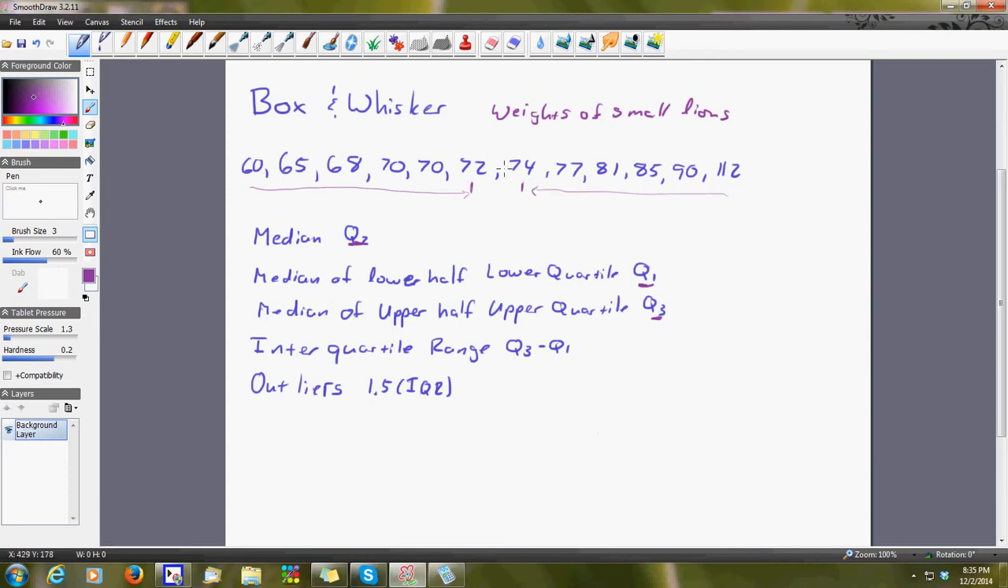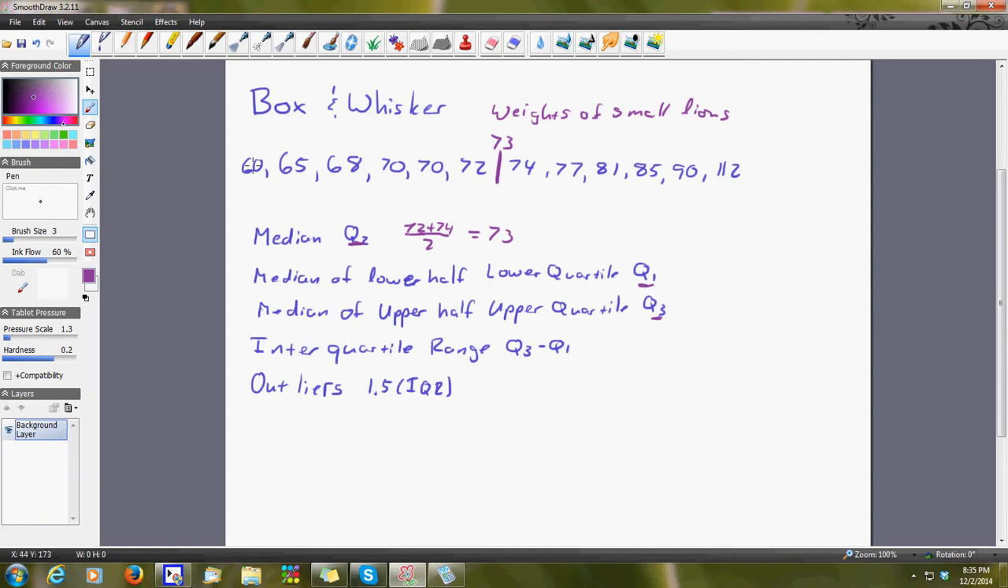And what I get is 72 and 74. So I add 72 plus 74 and divide that by 2, and that gives me 73, which means my median score is a 73. And what that means is half the scores, as a matter of fact 6 of them, are less than 73, and half the scores, 6 of them, are greater than 73. So that's the median.